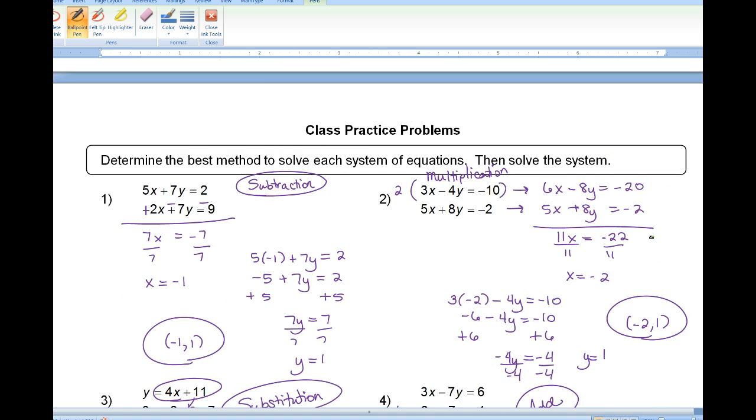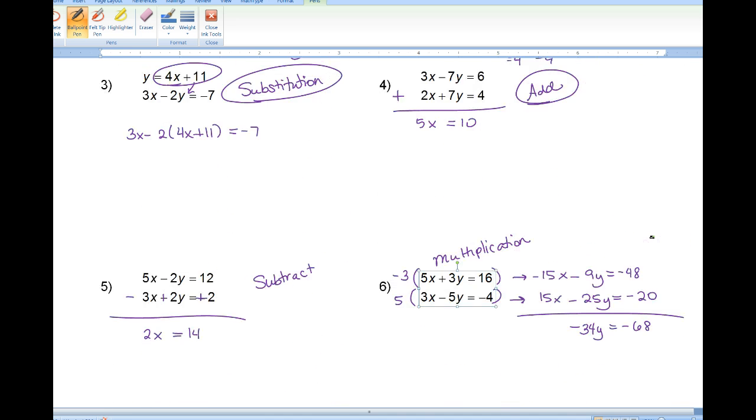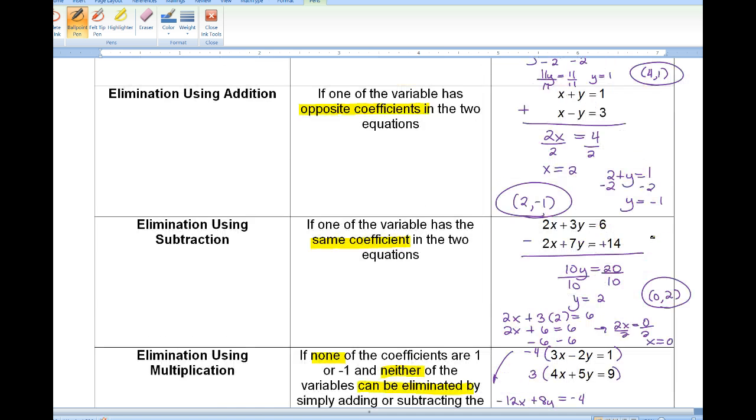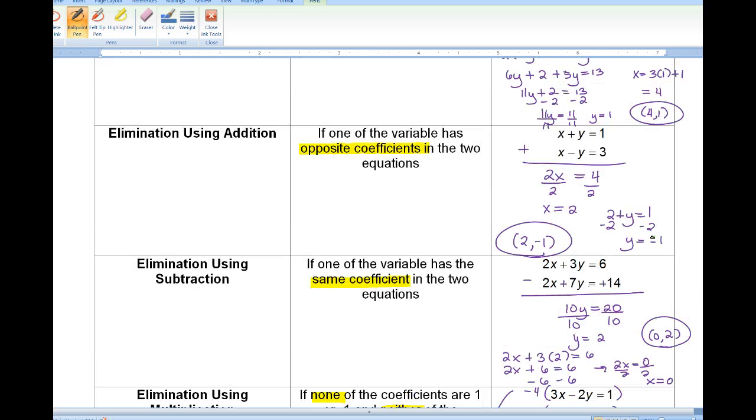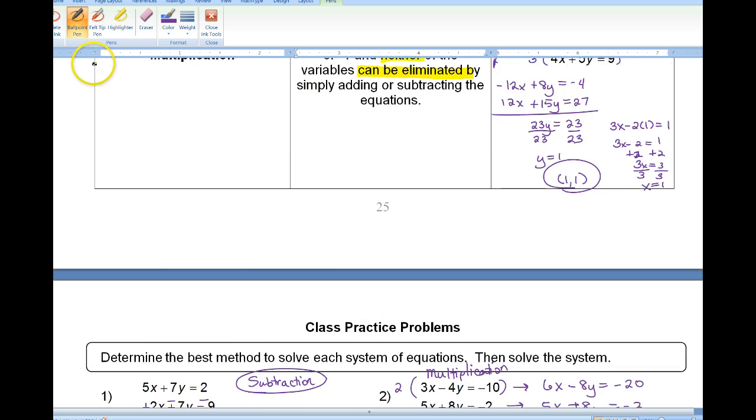The first one that we did here, I said subtraction because, remember, I highlighted this. When they have the same coefficient, we need to subtract. If they have opposite, like a 2x and a minus 2x, those are opposite. But if it was a 2x and a 2x, then I want to subtract.